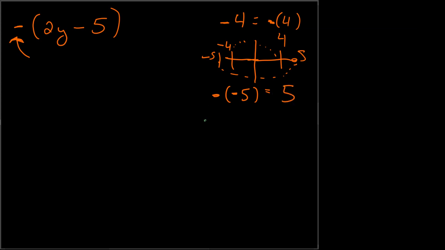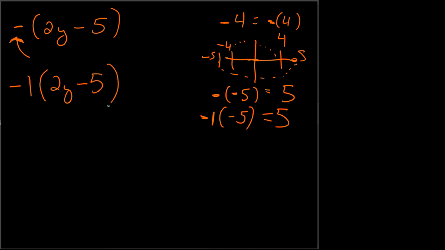And we went, well, you know what? It's the same as multiplying by a -1, because a negative times a negative is a positive. A negative times a positive is a negative. We can think of this as multiplying a -1 in front of my quantity.